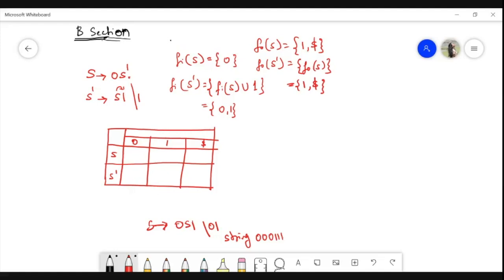Now you consider the first set for S on 0. You have only one production from S, so I will be writing S producing 0 S dash. The first set of S dash is 0 and 1. Which production do you have to apply if you want the leftmost symbol to be 0? S dash derives S1, correct. So for 1 it is straightforward: S dash derives 1.